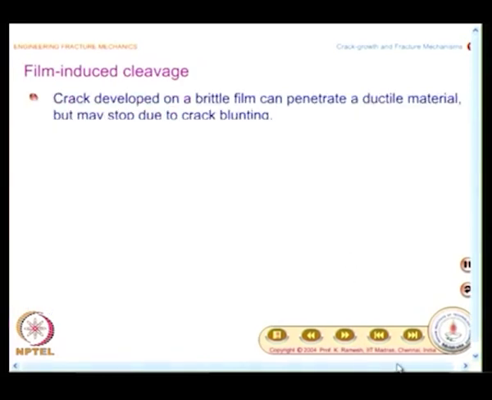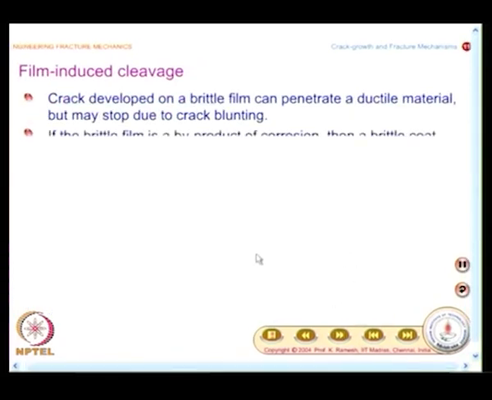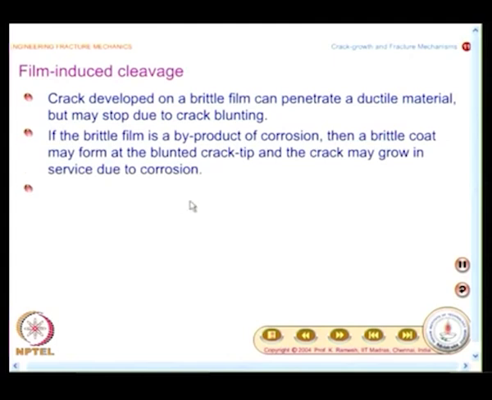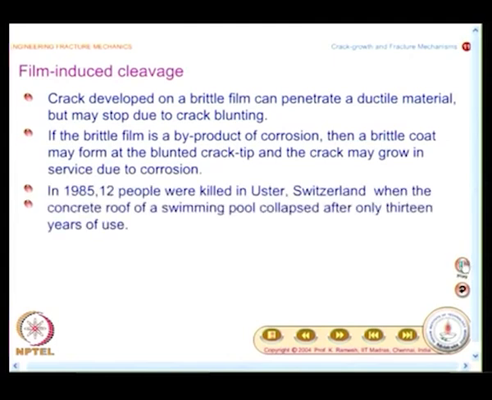The other way SCC can develop is film induced cleavage. In this, a crack developed on a brittle film can penetrate a ductile material, but may stop due to crack blunting. And this is what I said, blunting of a crack which happens because of plastic deformation is beneficial in fracture mechanics.